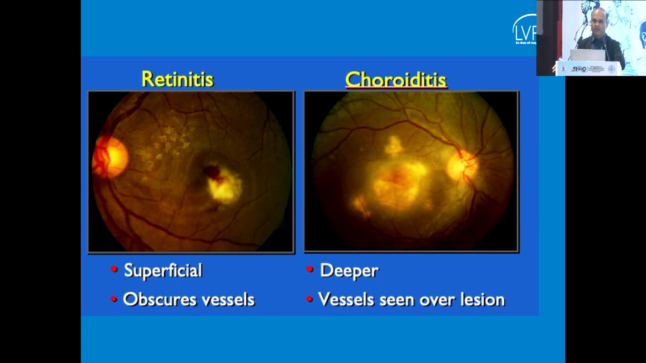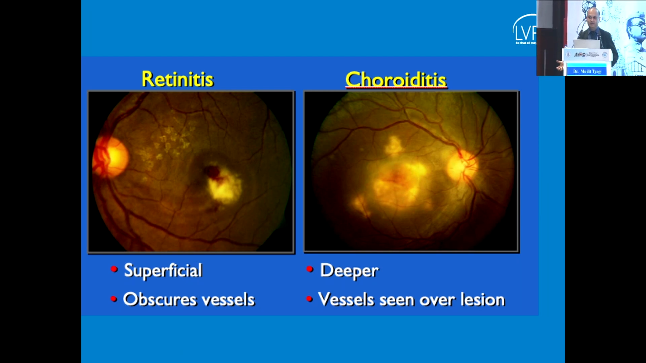when we come into the habit of recognizing these patterns is to differentiate between the lesion. Are we dealing with a retinitis or a choroidal involvement? And while both of them can overlap, what we need to remember is that usually retinitis lesions are more superficial and they end up obscuring the vessel. So if you see a lesion which is slightly superficial and is obscuring the underlying blood vessel, then you're talking more in terms of a retinitis, whereas choroidal lesions obviously will tend to be slightly more deeper, and you can see a vessel coursing over the lesion.